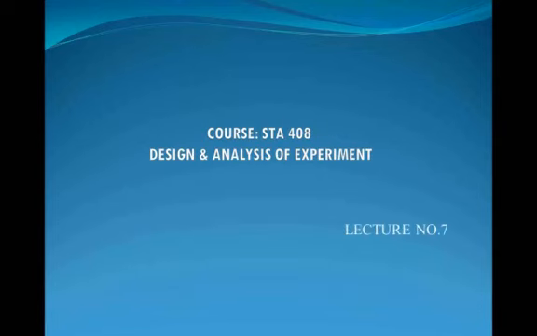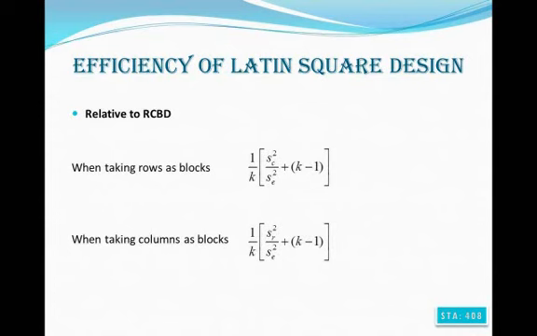It's your lesson number 7. Efficiency of Latin square design. About Latin square design, you have studied in the previous lectures. Now we will discuss the efficiency of Latin square design relative to randomized complete block design, abbreviated as RCBD, in which we will study two cases.